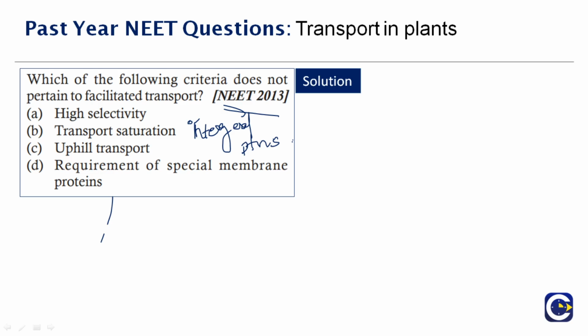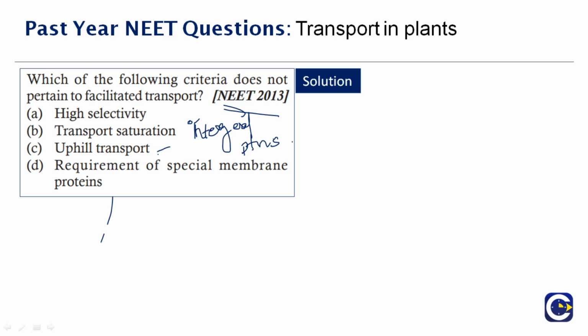Now, which is not pertaining? Substances that have hydrophilic moiety find it difficult to pass through the membrane. Their movement has to be facilitated by membrane protein without the expenditure of ATP energy. And facilitated diffusion cannot cause net transport of molecules from a low to high concentration. So the concept of low to high energy concentration can also be called uphill transport, which is option C.